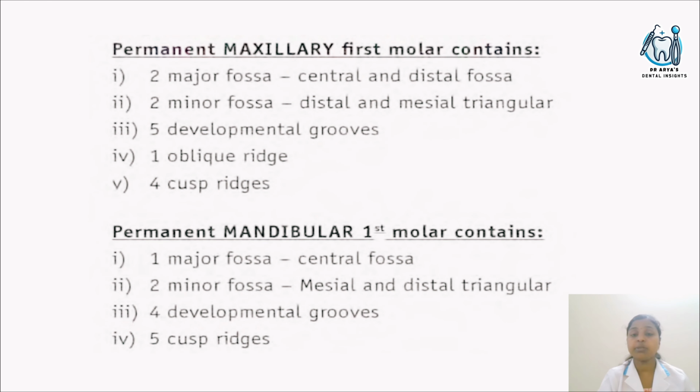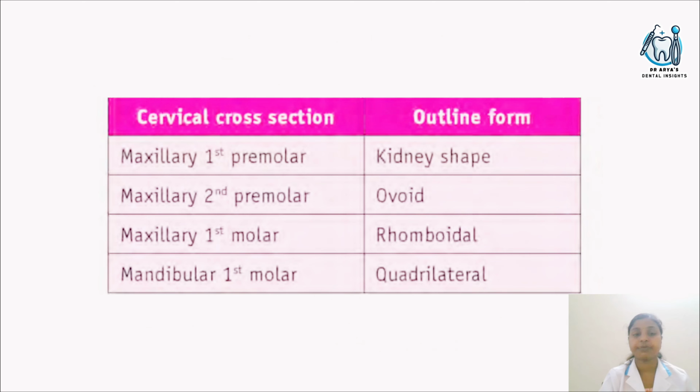Permanent maxillary first molar contains two major fossae, that is central and distal fossa, two minor fossae, distal and mesial triangular, five developmental grooves, one oblique ridge and four cusp ridges. Permanent mandibular first molar contains one major fossa, that is central fossa, two minor fossae, that is mesial and distal triangular, four developmental grooves and five cusp ridges.